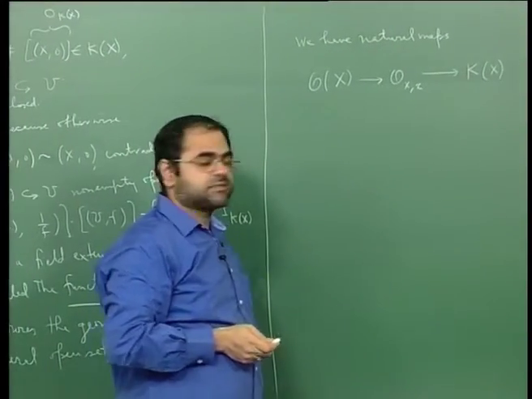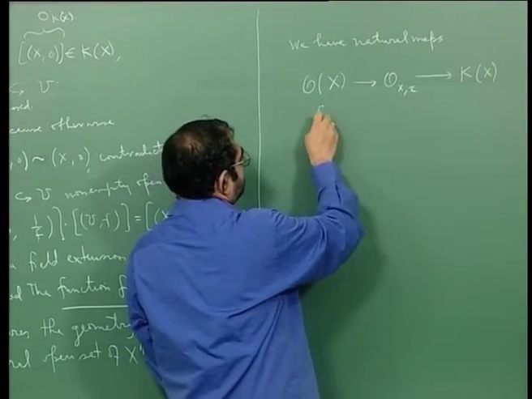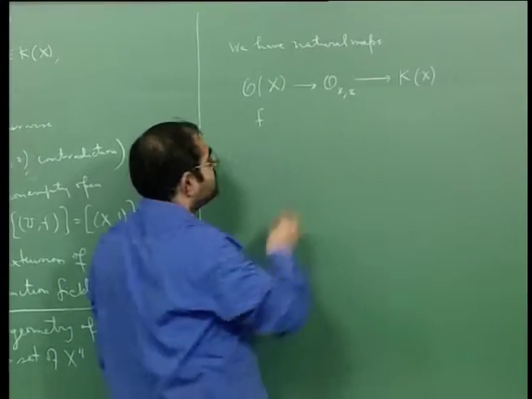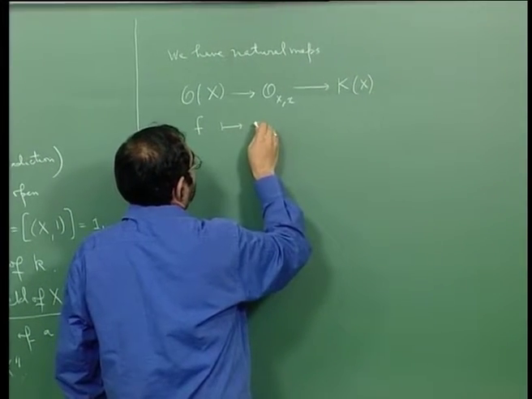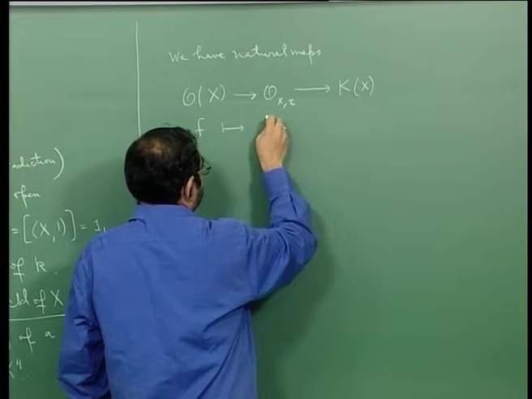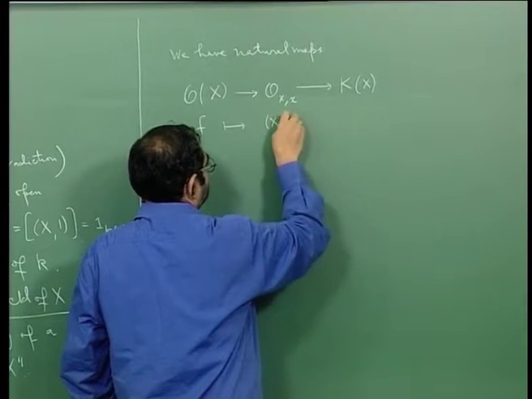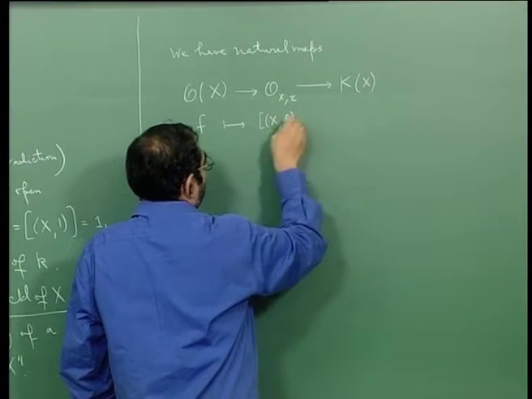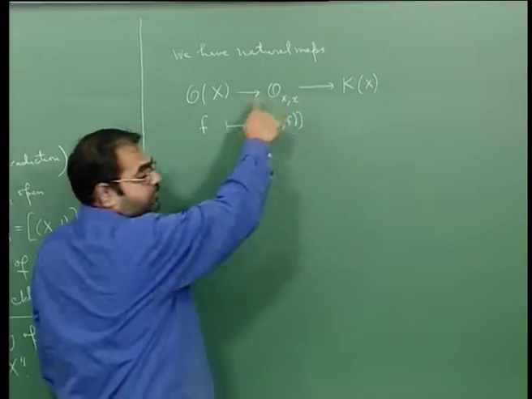Okay, there are maps like this. So what is this map? Let f be a regular function on X. You just send it to... since f is a regular function on X, then I have the pair (U, f), and its equivalence class will give me a point.